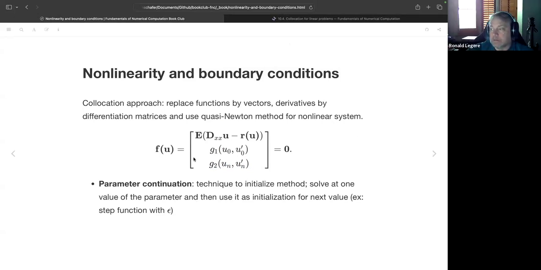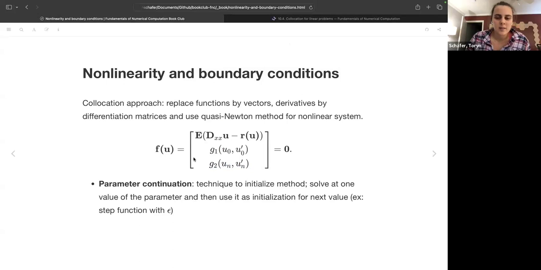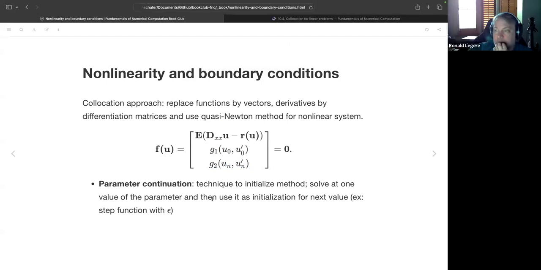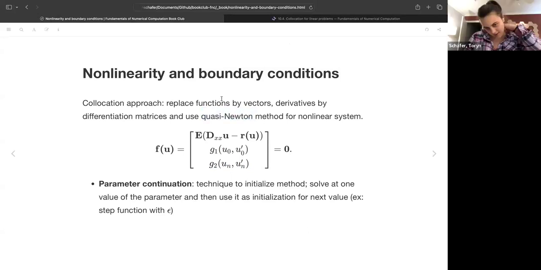It's not linear. It's not a linear system anymore. You can use root finding methods to try to find the solution now. Yeah, so I spoke too soon. But the approach is the same as the collocation approach. So we replace our functions by vectors. We replace derivatives by differentiation matrices. And then once we set up this nonlinear system, we use a quasi-Newton method to solve for the root at zero. So basically everything in here should be equal to zero on the right. So we have this minus R over here.